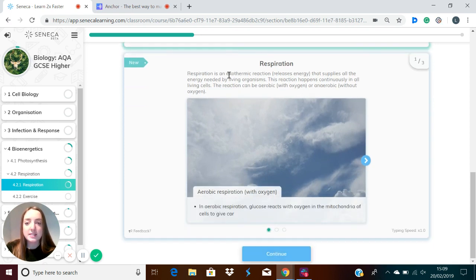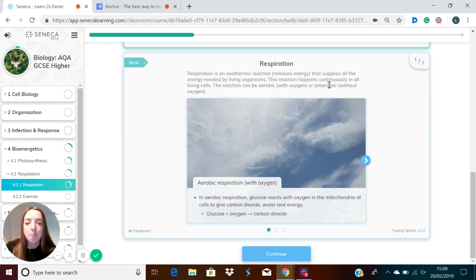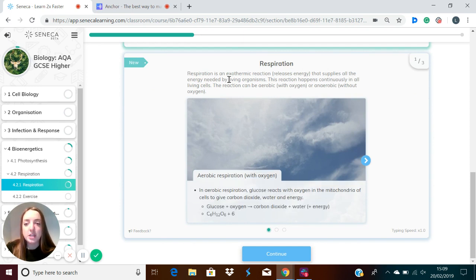So respiration is an exothermic reaction, which means it releases energy. And respiration supplies all the energy needed for living organisms. This reaction happens continuously in all living cells. The reaction can be aerobic, which means it's in the presence of oxygen, or it can be anaerobic, which means without oxygen. So aerobic respiration.